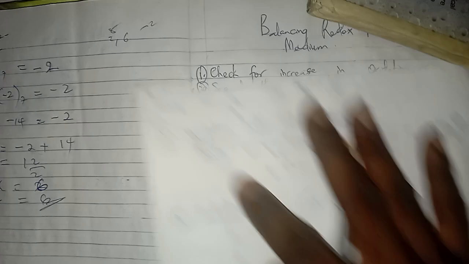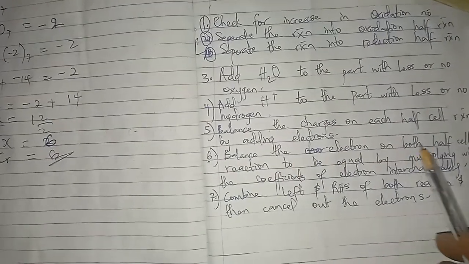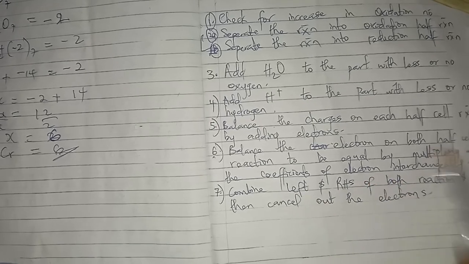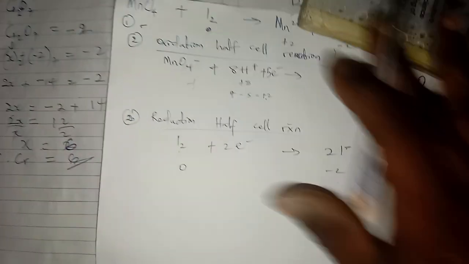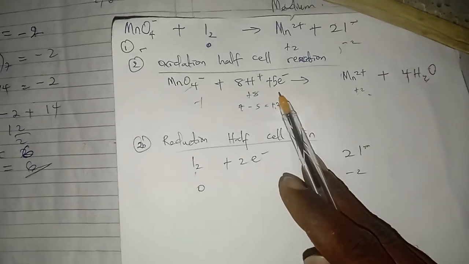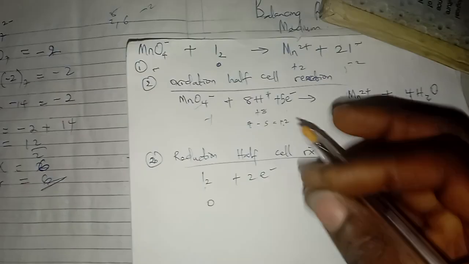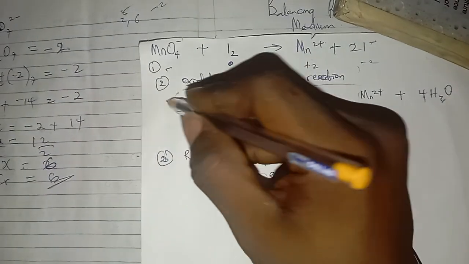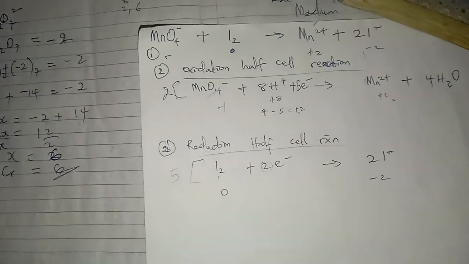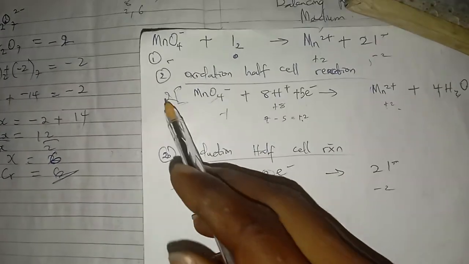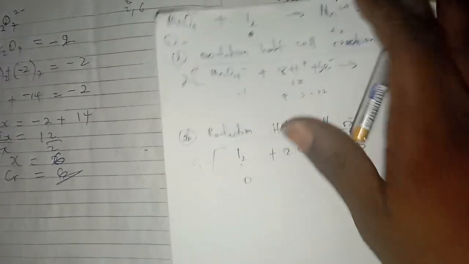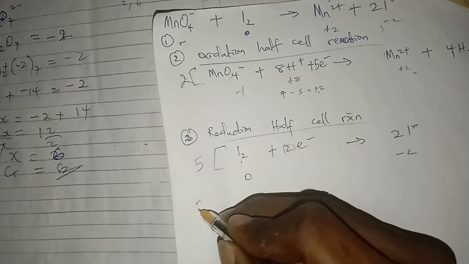Now the next thing is to apply the next rule, which says balance the electrons on both half cell reactions to be equal by multiplying the coefficients with the coefficients of electrons interchangeably. See what that means. Notice that here I have 5 electrons in the first one. Here I have 2 electrons. So I will simply carry these 2 here, use it to multiply this. Then here I have 5, use this 5 to multiply this side. The reason is that 5 times 2 becomes 10, and 2 times 5 becomes 10, and I want the electrons on both sides to be equal. So that's why.